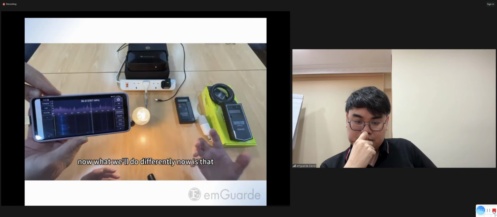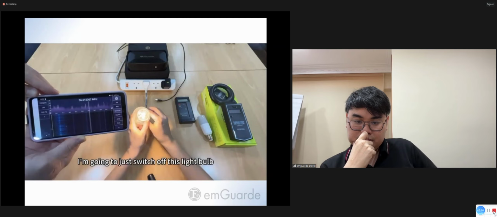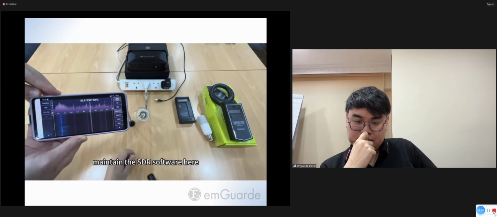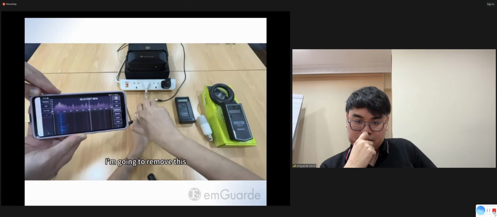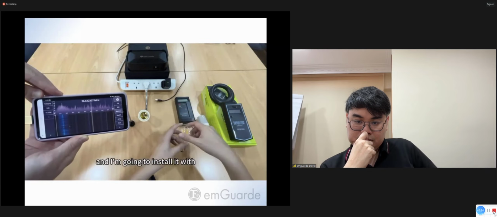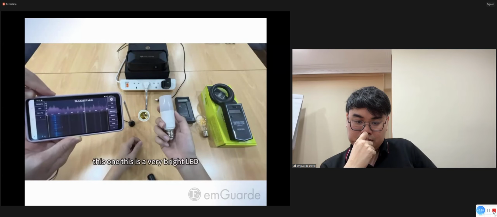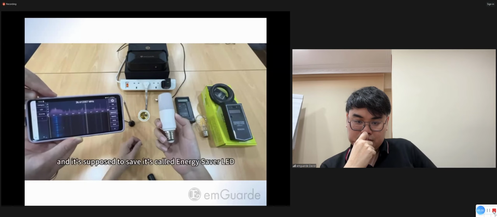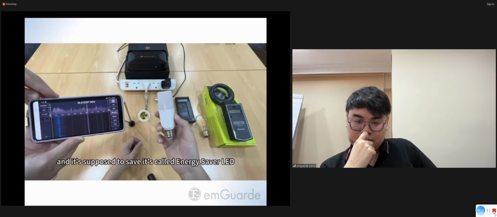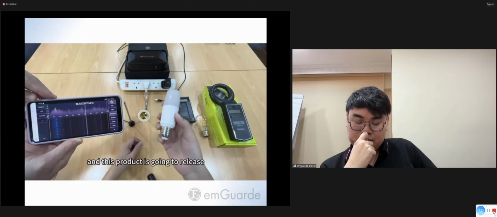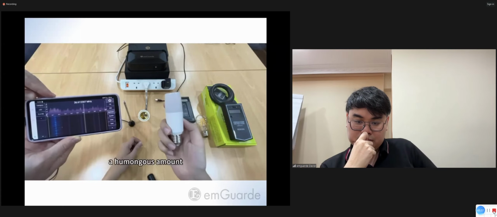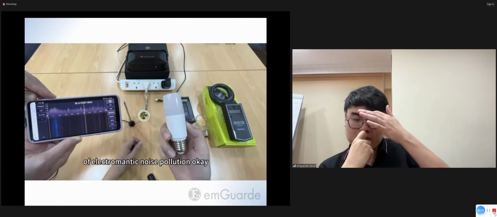Now what we'll do differently now is that I'm going to just switch off this light bulb, maintain the SDL software here. I'm going to remove this product, which is the filament LED light bulb, and I'm going to install it with this one. This is a very bright LED, it's called energy saver LED. And this product is going to release a humongous amount of electromagnetic noise pollution, okay, into the environment. Let me show it to you what I mean.